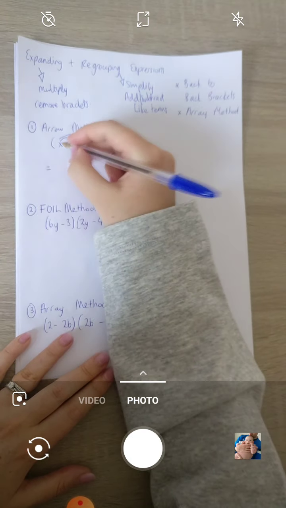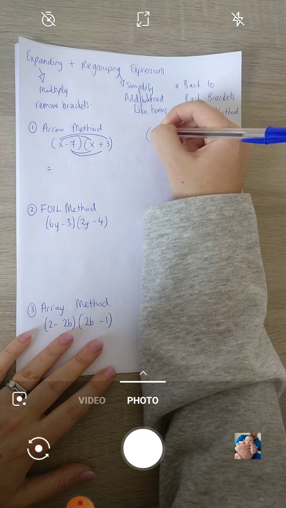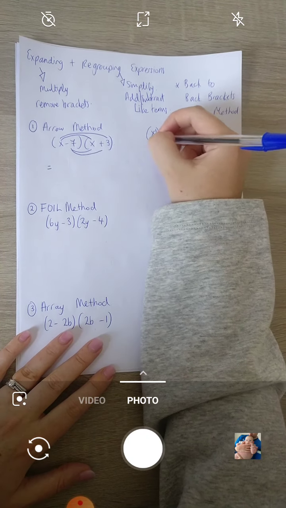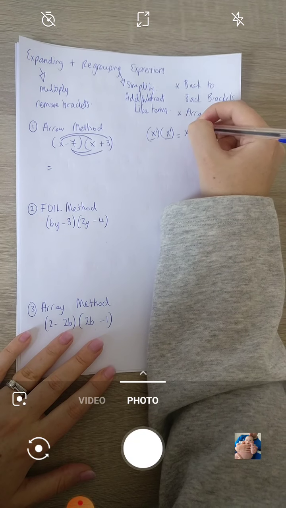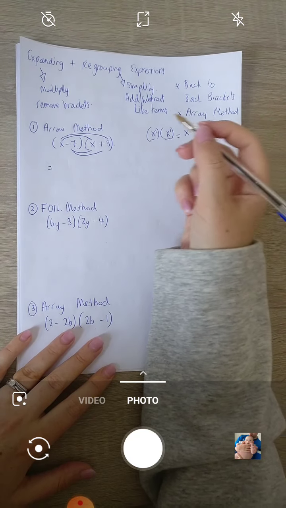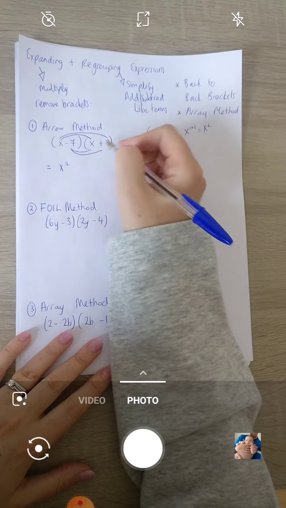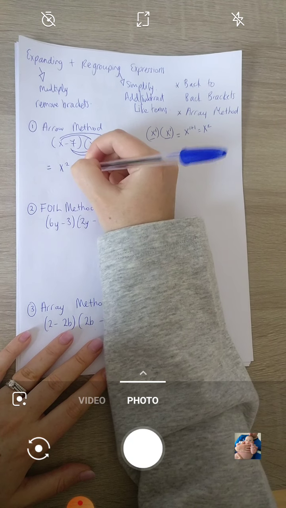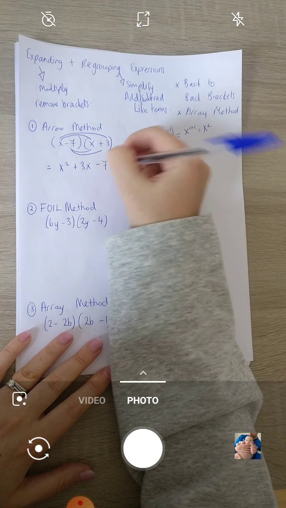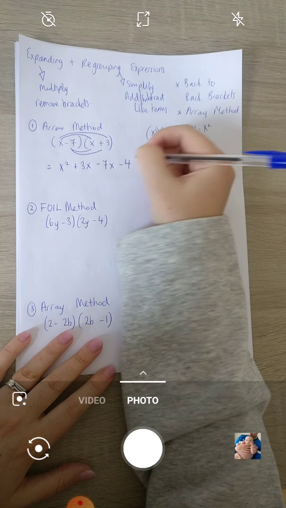So first of all here we've x by x. Now remember last week, x by x is the same as x to the power of 1 times x to the power of 1. And remember, when we have the same base, we just simply add the 2 powers together. So that's our x squared. So that was from last week's stuff as well. So x by x is x squared. X by plus 3 is plus 3x. -7 by x is -7x, and -7 by plus 3 is -21.